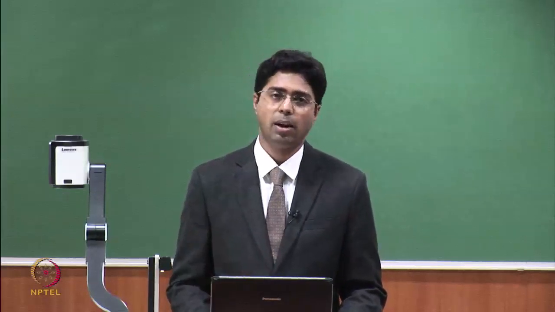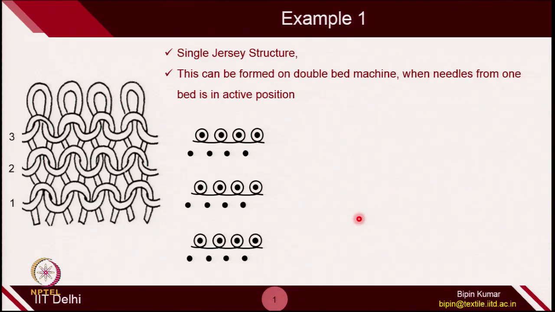In most cases you will notice that only the V bed is widely popular in fabric design. So, every time you will notice 2 sets of needles, and it depends on you whether you are creating only one bed in a particular course or you are using both the beds simultaneously. Let us see another example where you have a double jersey structure.